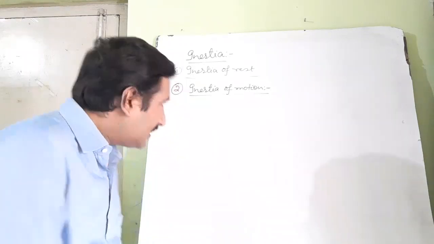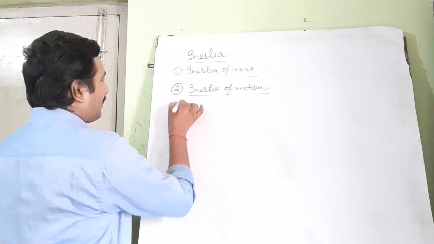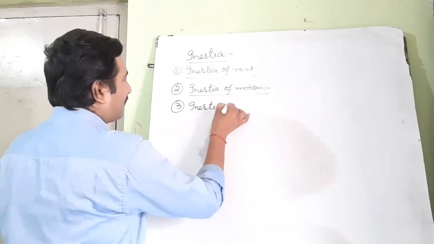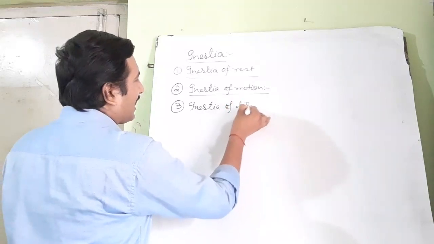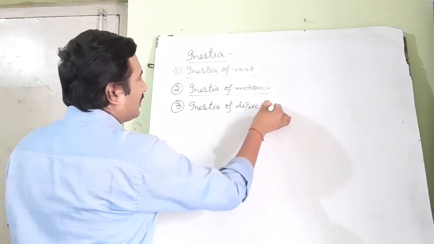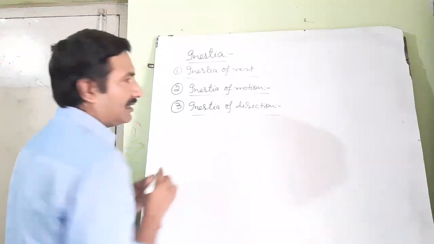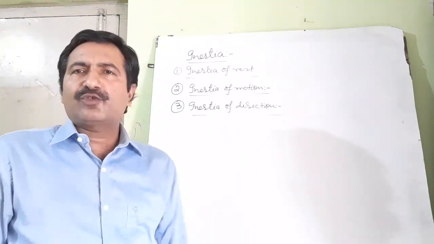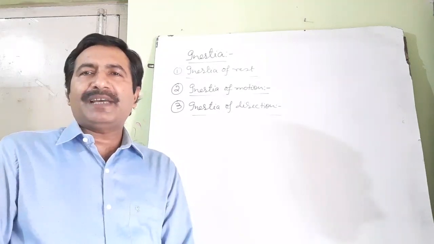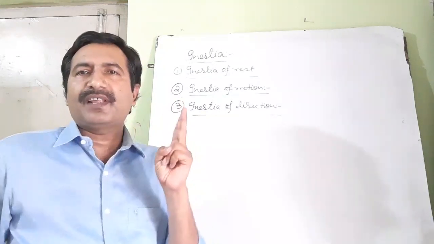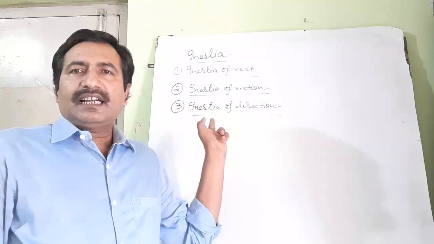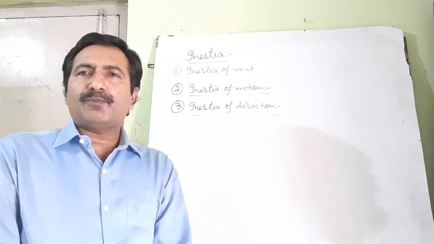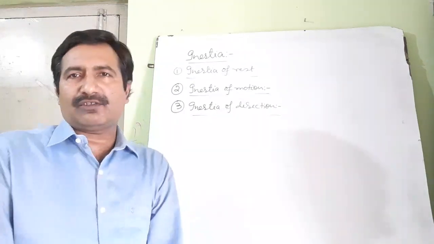Now the third type is inertia of direction. Although inertia of direction is also related to inertia of motion, in some books you may have only two types of inertia: one is inertia of rest and the other is inertia of motion. But in some books, you may see inertia of direction also.